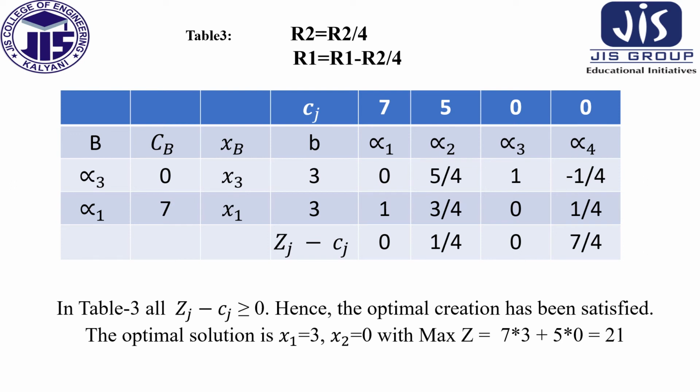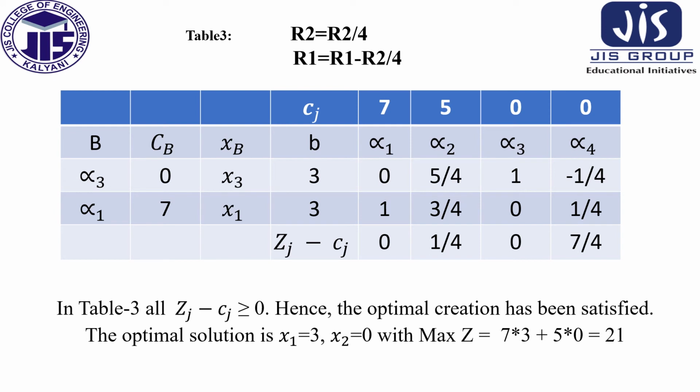Now what will be the CB value? C of alpha 3 is the top value of alpha 3 from the Cj. So this is the 0. Top value of alpha 1 from the Cj. This is 7. Okay. Now the same thing we have to do, the table 3 is over.